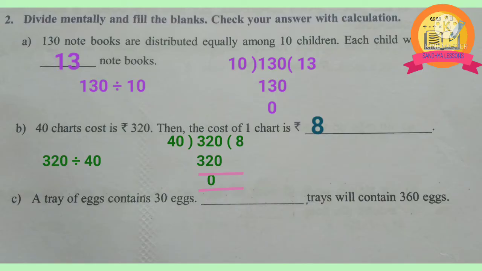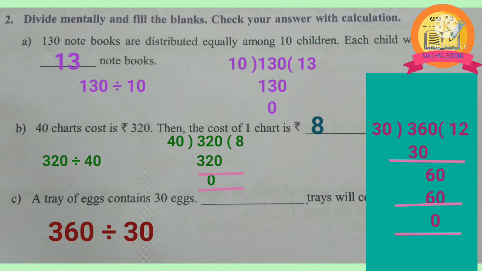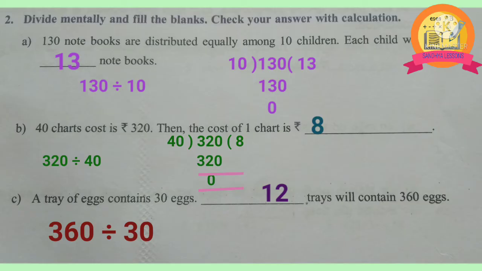A tray of eggs contains 30 eggs. How many trays will contain 360 eggs? To get the answer, we should divide 360 with 30. After dividing, we get 12. Therefore, 12 trays will contain 360 eggs.